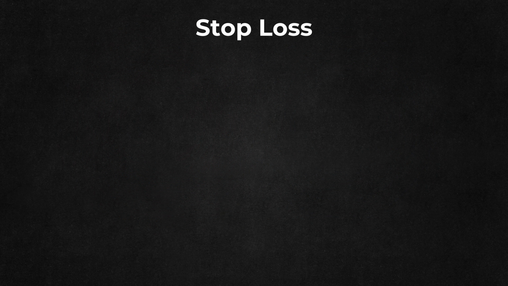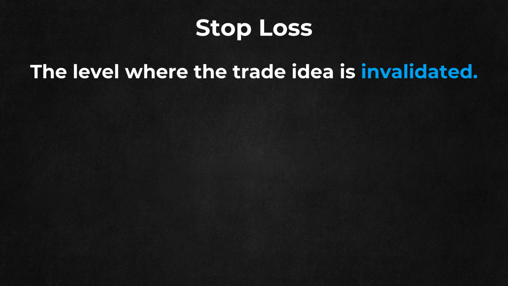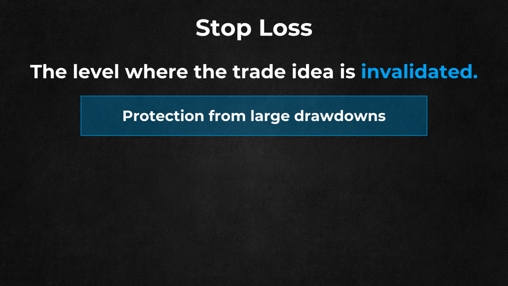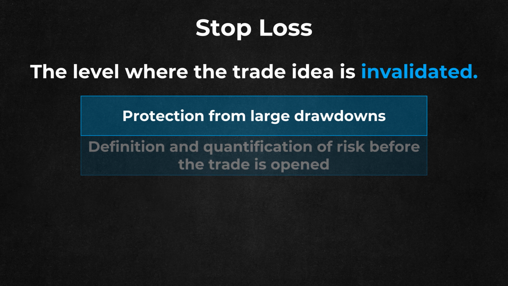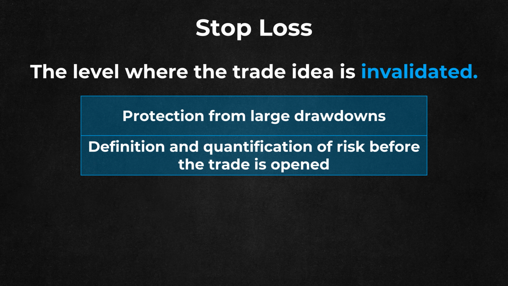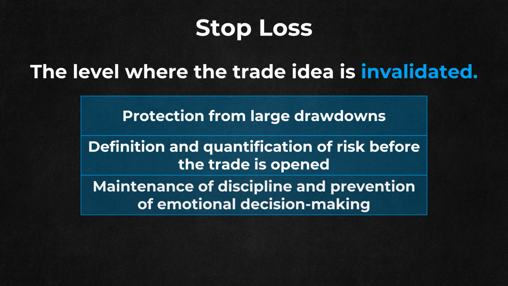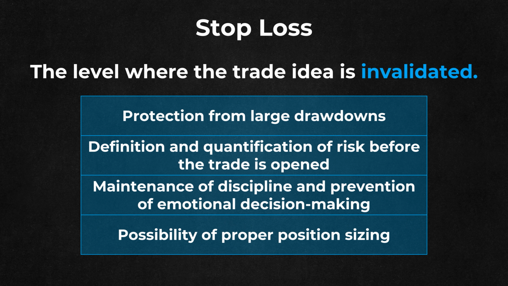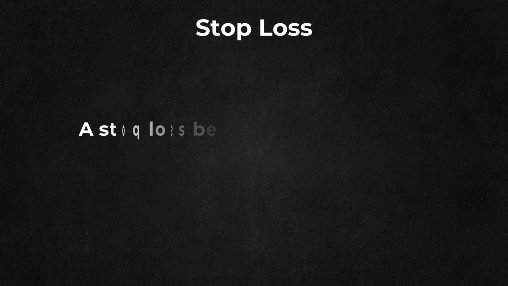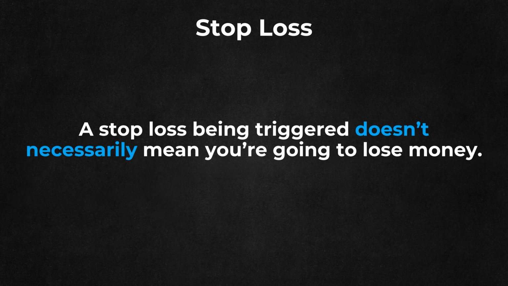The stop loss is the level where the trade idea is invalidated. The stop loss serves various purposes such as the protection of capital from large drawdowns, the definition and quantification of risk before entering the trade, maintenance of discipline and prevention of emotional decision-making, and the possibility of proper position sizing based on risk tolerance. A stop loss being triggered does not necessarily mean you're going to lose money. There are special situations where a stop loss means profit. The stop loss means you're going to stop losing, but that can mean a smaller profit too.